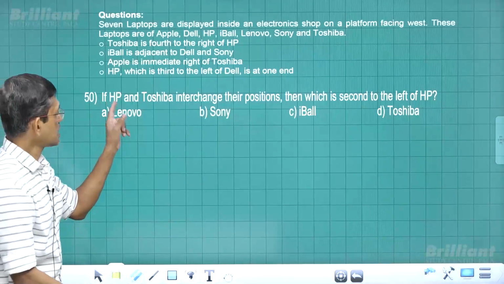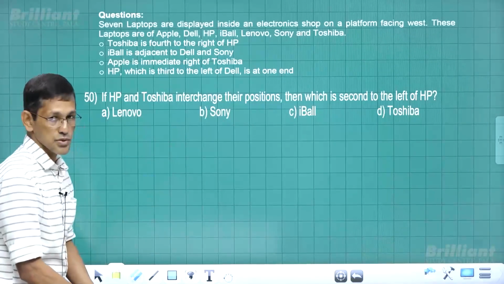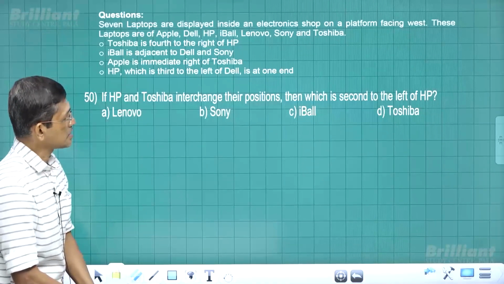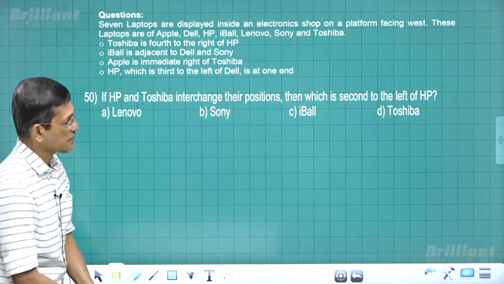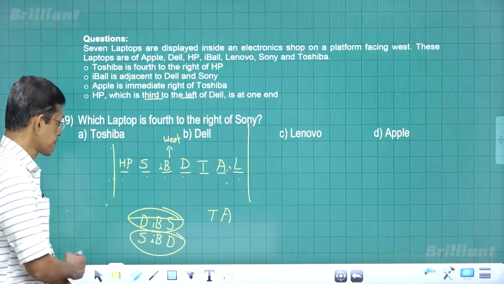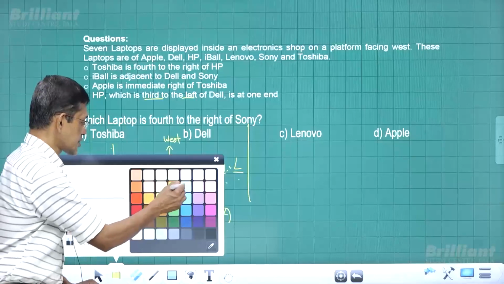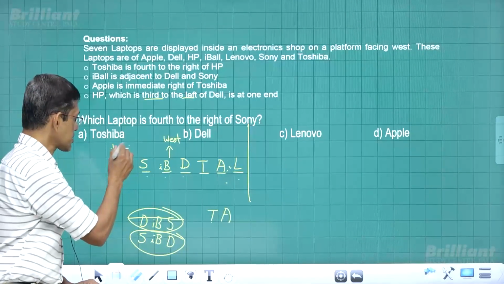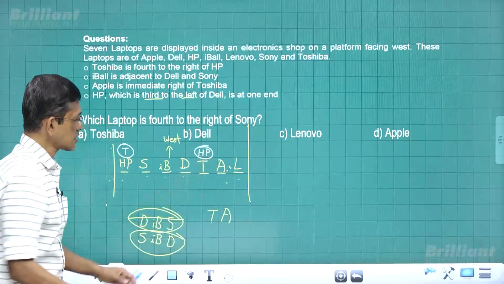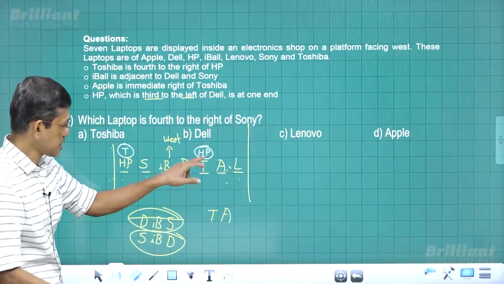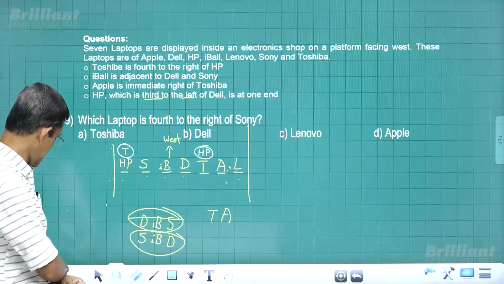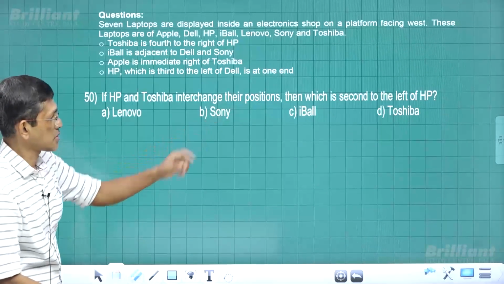Next question is based on the same arrangement. If HP and Toshiba interchange their positions, then which is second to the left of HP? Let's check it out. Toshiba comes over here and HP goes here. HP is here now, and second to the left is Eyeball. So the answer is Eyeball.